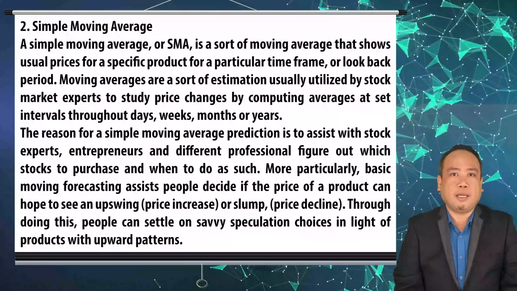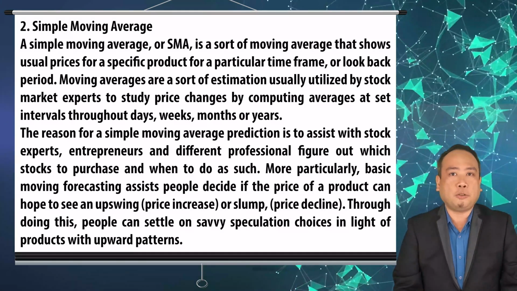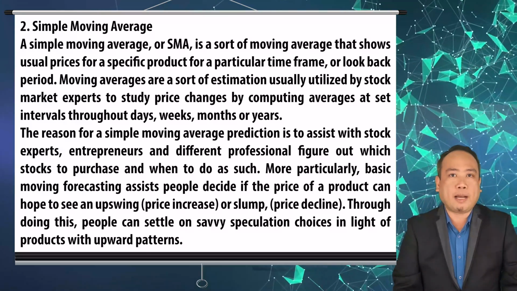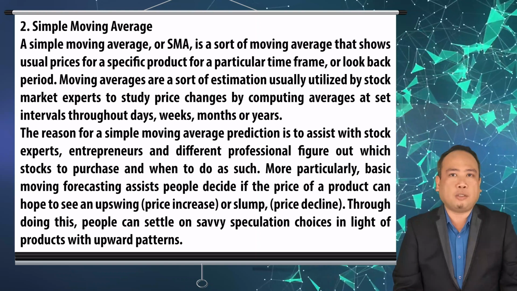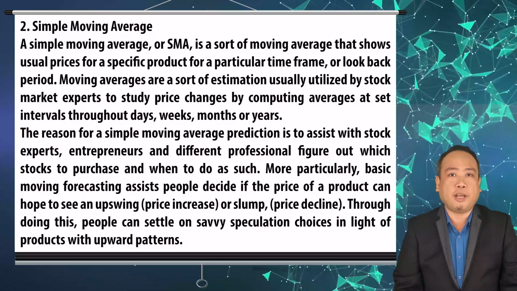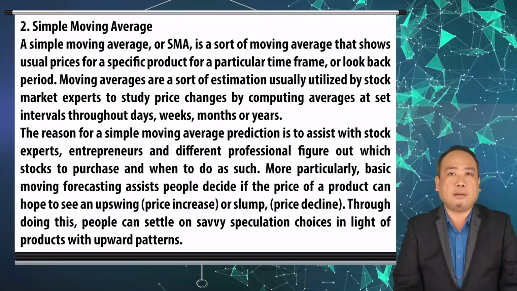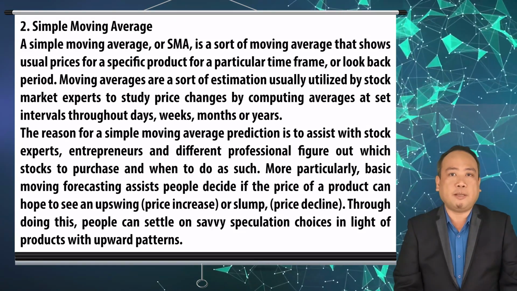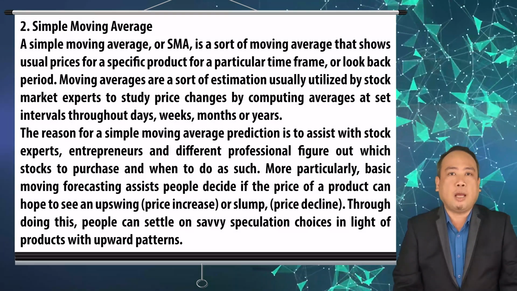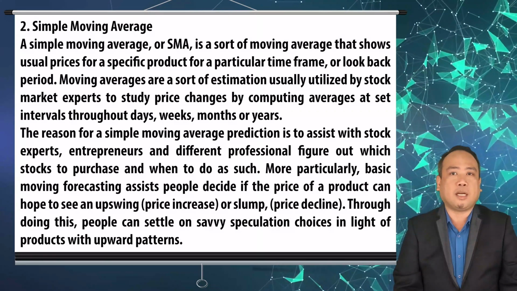Simple moving average. A simple moving average, or SMA, is a sort of moving average that shows usual prices for a specific product for a particular time frame or look-back period. Moving averages are a sort of estimation usually utilized by stock market experts to study price changes by computing the averages at set intervals throughout days, weeks, months, or years. The reason for a simple moving average prediction is to assist stock experts, entrepreneurs, and different professionals in figuring out which stock to purchase and when to do so.